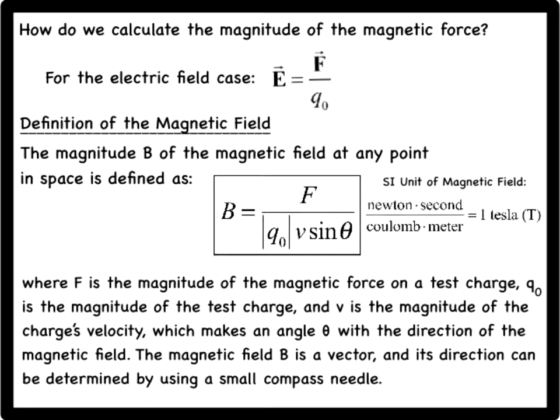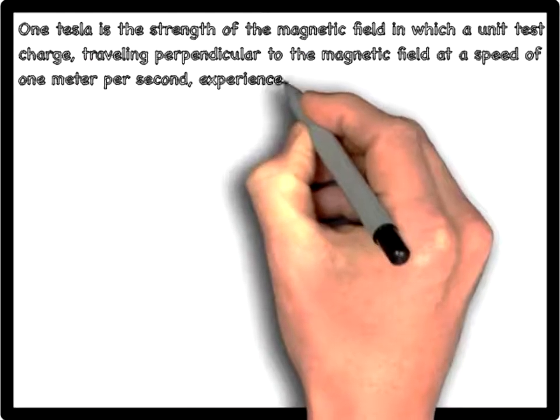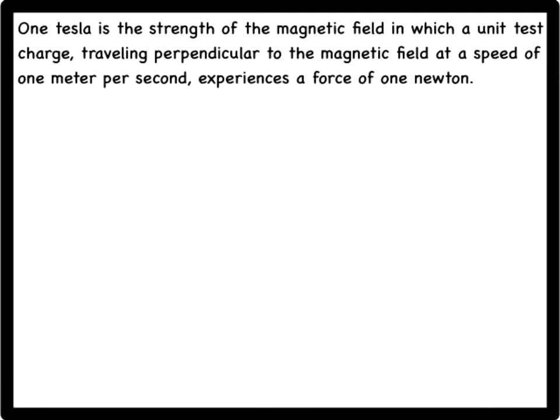The unit is called the Tesla, a tribute to the Croatian-born American engineer Nikola Tesla. Thus, 1 Tesla is the strength of the magnetic field in which a unit test charge, traveling perpendicular to the magnetic field at a speed of 1 meter per second, experiences a force of 1 Newton. Because a coulomb per second is an ampere, the Tesla is often written as 1 Newton per ampere meter.